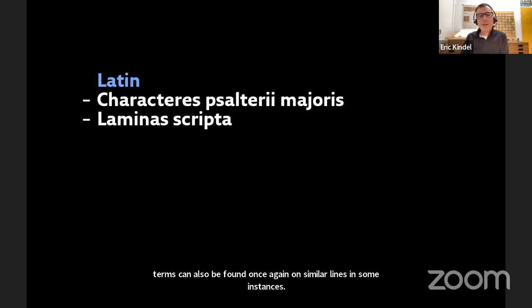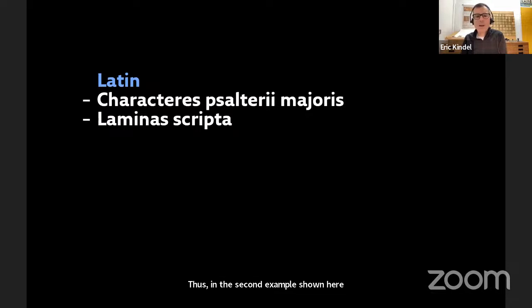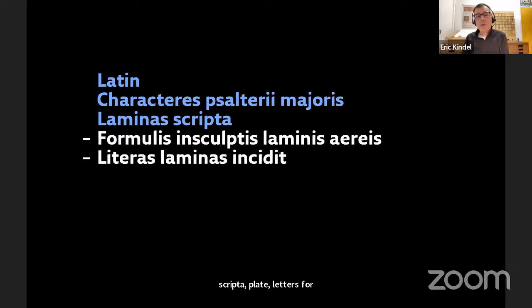Thus, in the second example shown here, we have "laminas scripta," plate letters for writing, using the term "laminas" for plate, which is also found in descriptors for stencil making, and which additionally use two different verbs to carve and to engrave, "sculptus" and "incidit," along with a reference to the metal, in this case, "aeris," which typically means copper.